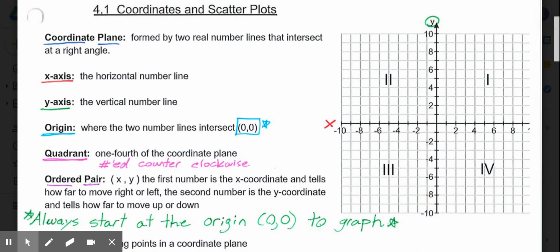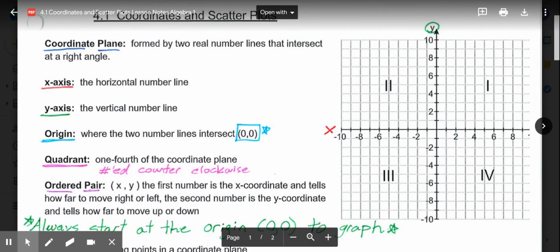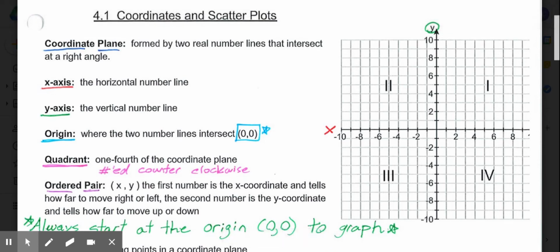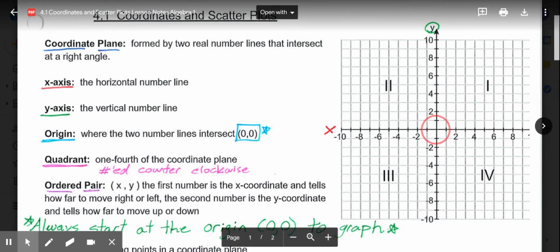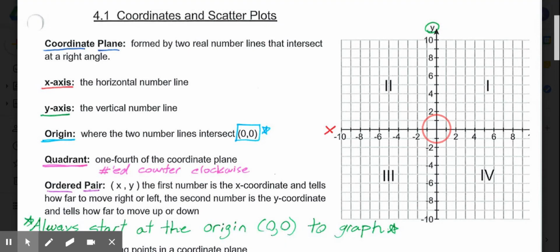And then we have a special point known as the origin. And the origin is where the two lines intersect, or point 0, 0. So the coordinates of the origin are 0, 0. This point right here where the two lines intersect.